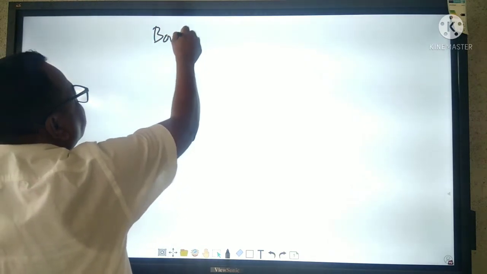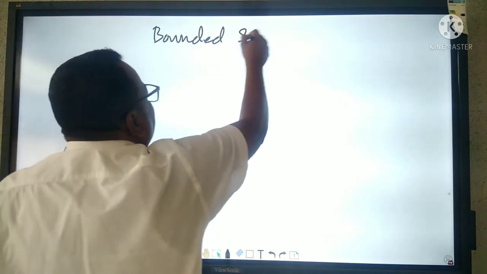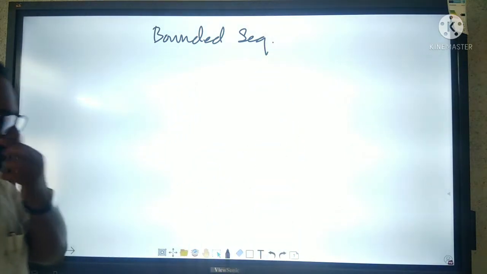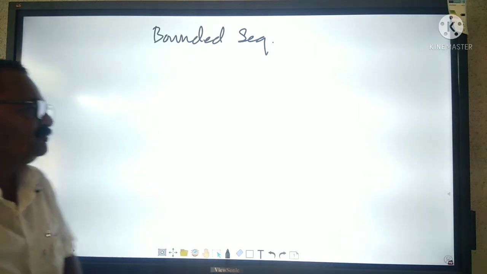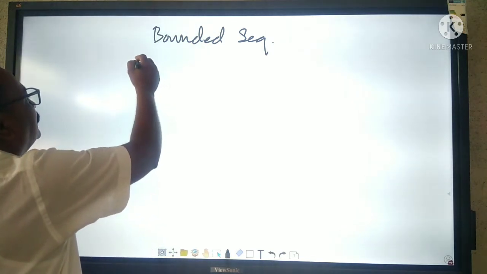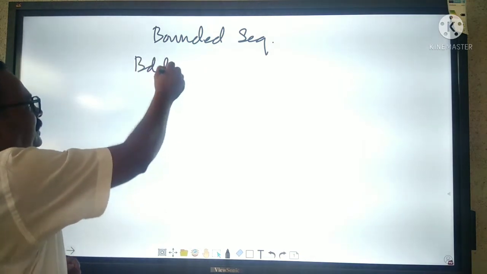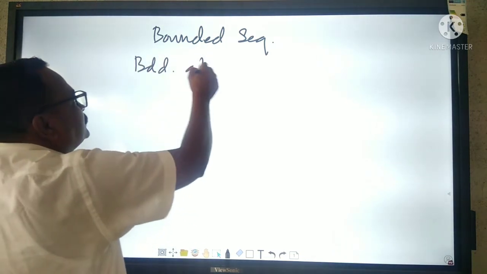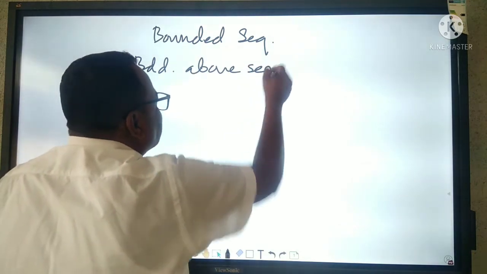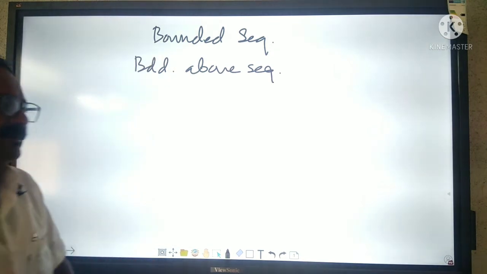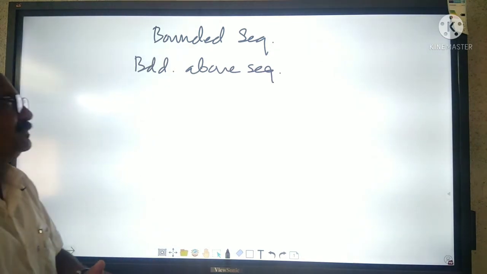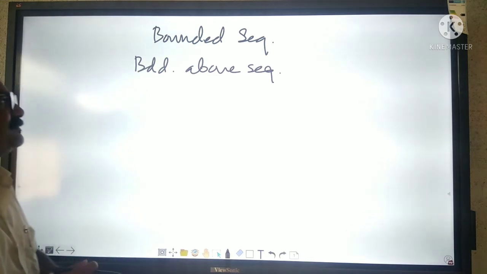Important one, that is bounded sequences. So there are two types of bounded sequences, bounded above and bounded below. First we learn the bounded above sequence. BDD is the short form; it means bounded above sequence. What is the definition of a bounded above sequence? Before the definition, we take an example, to see which one is bounded above, below, and bounded sequences.